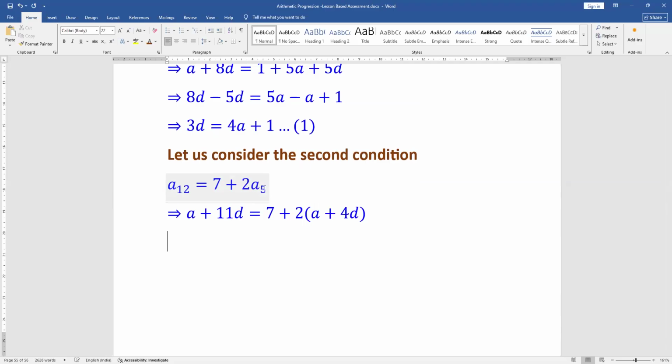Okay, and then write A plus 11D equals 7 plus, so you just open the bracket. So 2 into A is 2A, plus 2 4s are 8, so 8D you get. So after the bracket, same thing: 2 into A, 2 into 4D, like that.